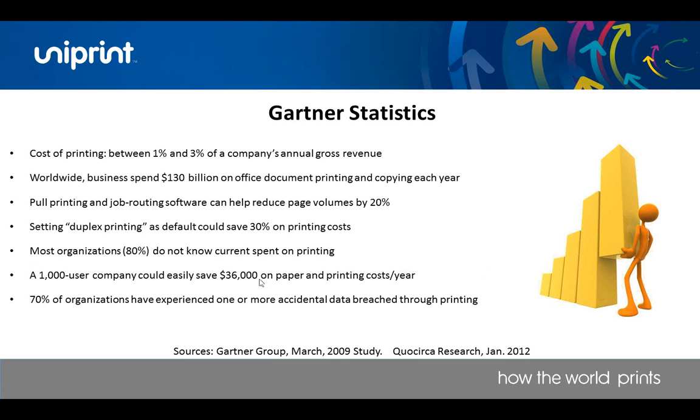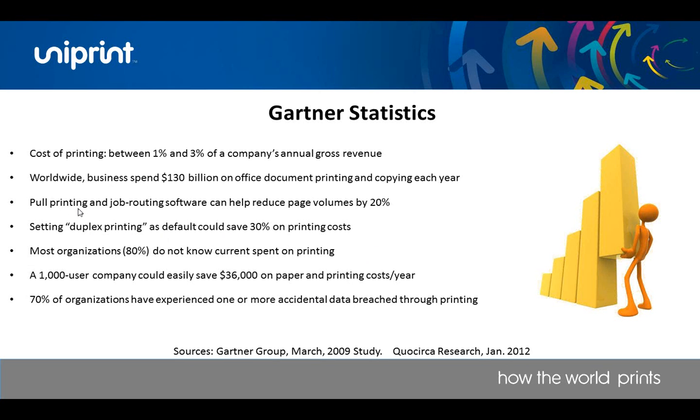Some of you may or may not be familiar with these facts and numbers. This is a couple of statistics from Gartner Group and also Quocirca, which is 2012. And it's all about how much printing costs, right? And also, for example, their research said if you set duplex printing as a default, you could save up to 30% of printing costs.